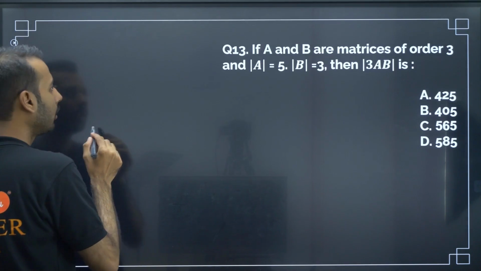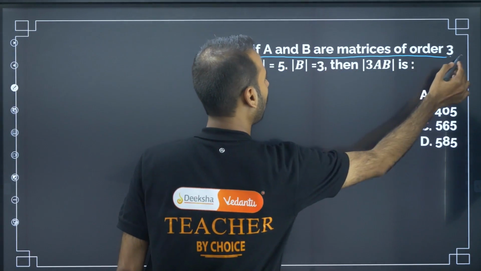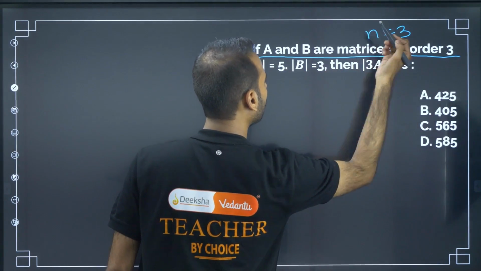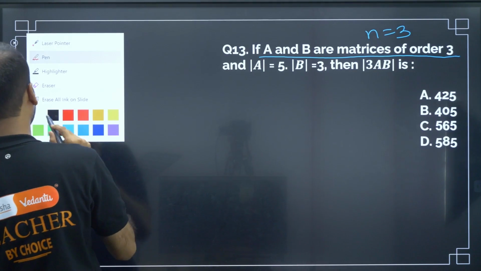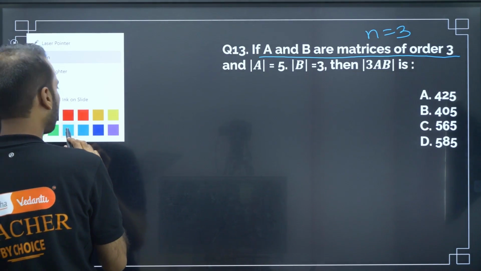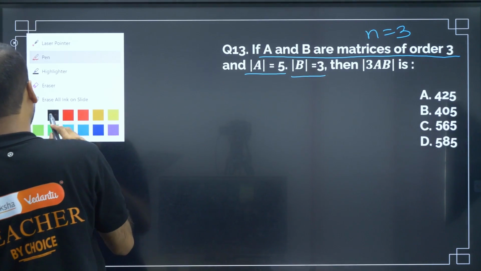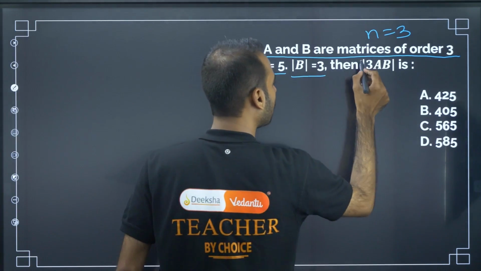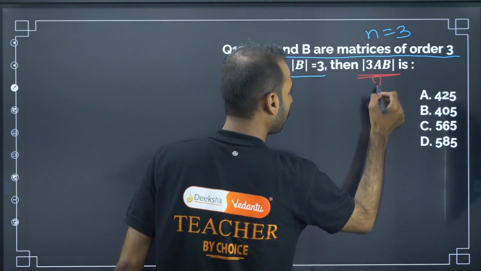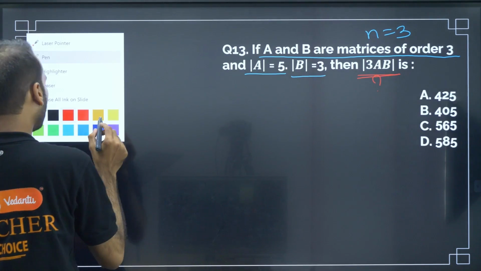Let me go through the question. If A and B are matrices of order 3, means n is equal to 3, and determinant of A is this much, determinant of B is this much, then what are they asking? They are asking what is the value of this. Focus on this part.